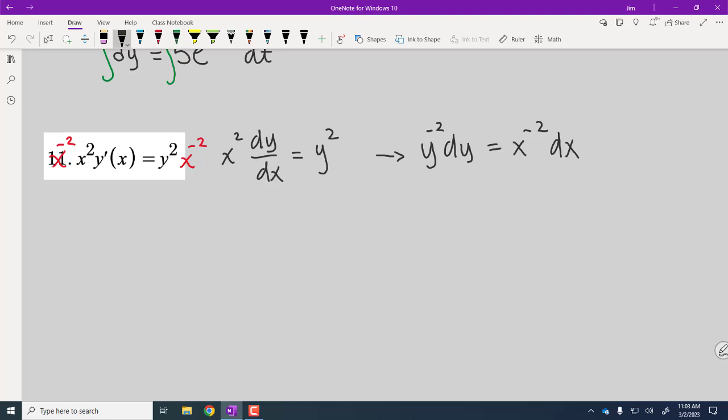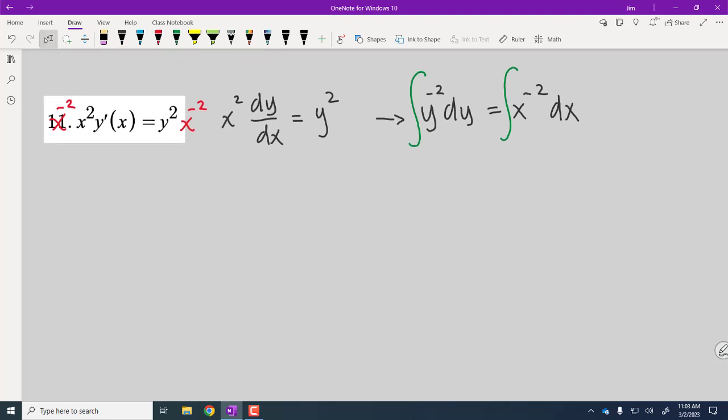Okay, so once we are in this situation where we have the variables separated, we're going to integrate each side with respect to the variable on that side. On the left-hand side, we end up with y to the negative 1 divided by negative 1. On the right-hand side, we end up with x to the negative 1 divided by negative 1. And we only need one constant of integration. So you can think of each side as having its own constant of integration, and then we're combining them. So in the end, we just need one constant of integration.